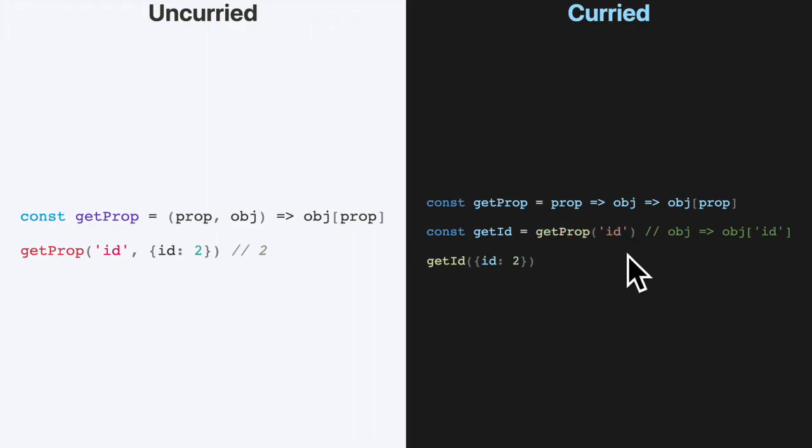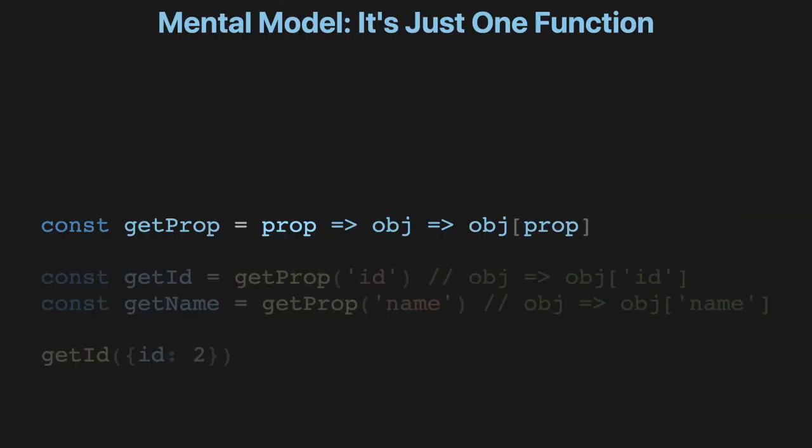So when we pass in this ID, that fills in this prop argument, and then a new function is produced that will just sit there and wait for an object. When you fill it in, it'll pop out the value for that property on that object. And so when we call this getID function down here, we're just passing in an object, and this will give us 2.